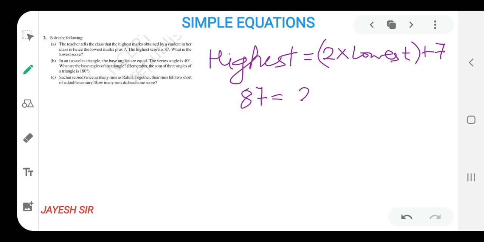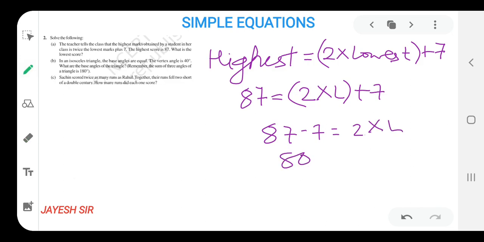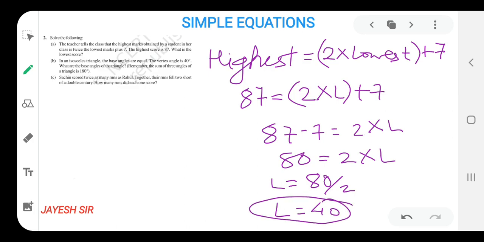So 2 into lowest, that means 2 into L in bracket, plus 7 after going to this side will become minus 7. So 87 minus 7 equals 2L, we can write, or we can write like this also, 2 into L. Now 87 minus 7 will result in 80 and 2 into L as it is. Now 2 and L are in multiplication over here. So what we can do, 80 by 2. So the value of L, or the lowest mark we are obtaining over here, is 40.